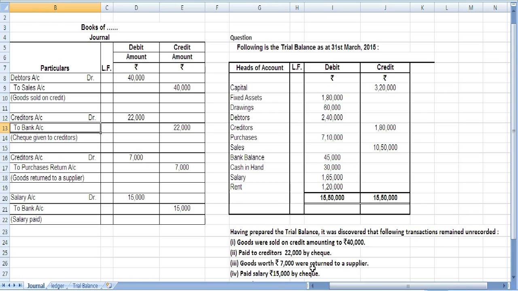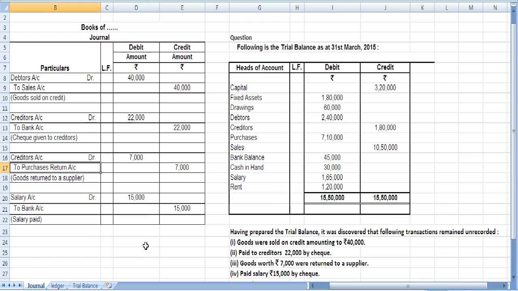Goods worth 7,000 were returned to a supplier. We know that supplier is a creditor, and we purchase from the supplier. So when we return to them, it will be purchase return. So purchase is expense, so we debit it, and purchase return is our income, benefit, gain. So we are crediting the purchase return and we debit the creditor. We will not write the supplier, we'll write the creditors because creditors are the suppliers. Creditors account debit, they are the receiver, to purchase return account 7,000 and 7,000.